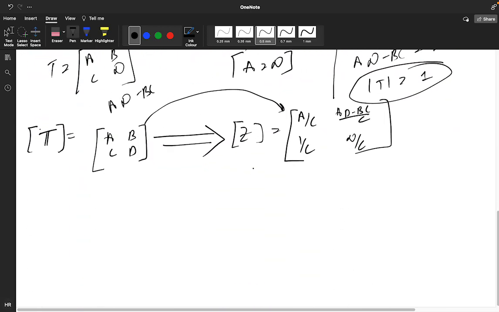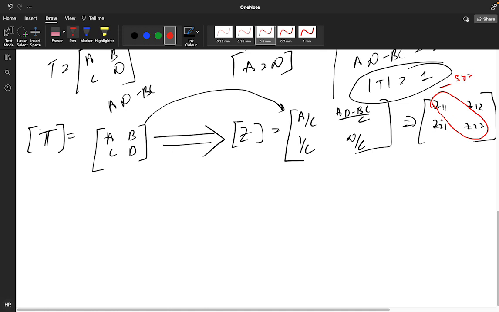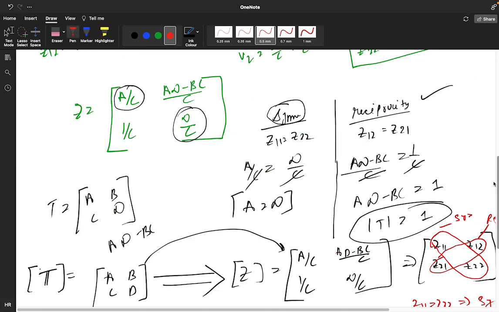Now you are manipulating and converting and getting the result like this for the Z parameter. This represents your Z11, Z12, Z21, Z22. For symmetricity, we are considering this part, if these two are equal. And for reciprocity, we are considering this part. If Z11 is equal to Z22, the network is symmetric. If Z12 is equal to Z21, the network is reciprocal.